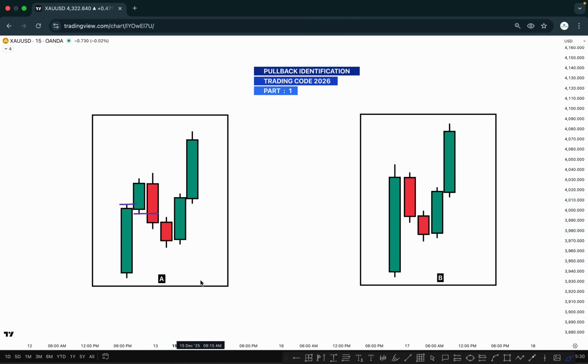The main thing is, if the market breaks the previous candle low, we can consider this one as a valid pullback. And later, after this pullback, the market should break the previous candle high, so we can confirm this is a valid pullback.